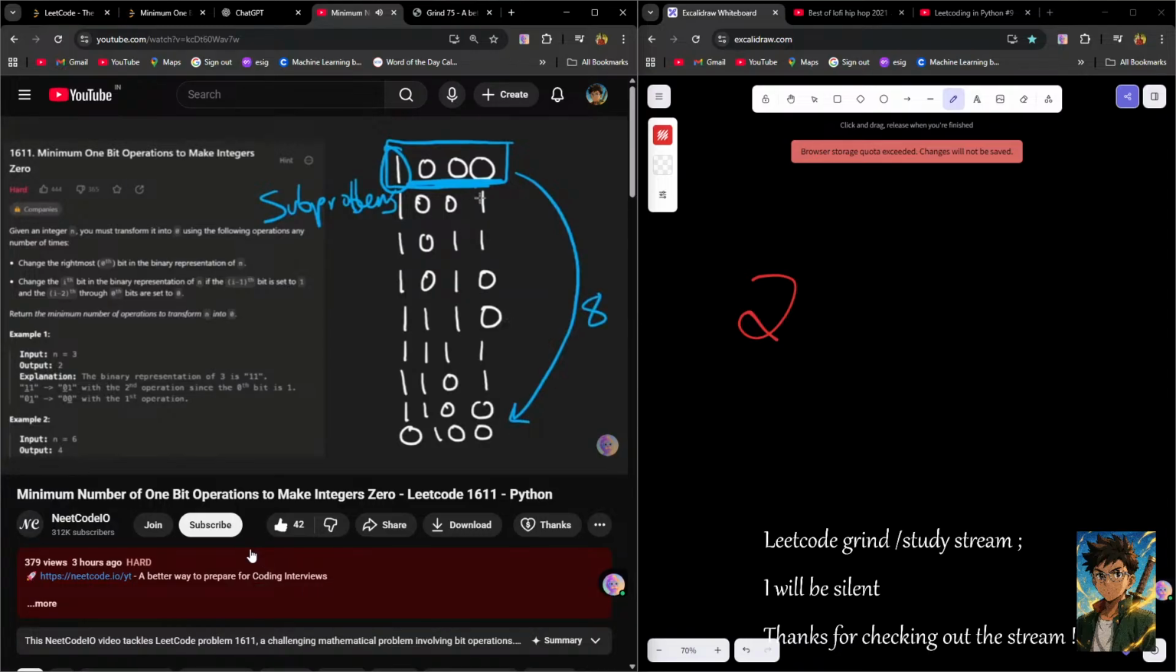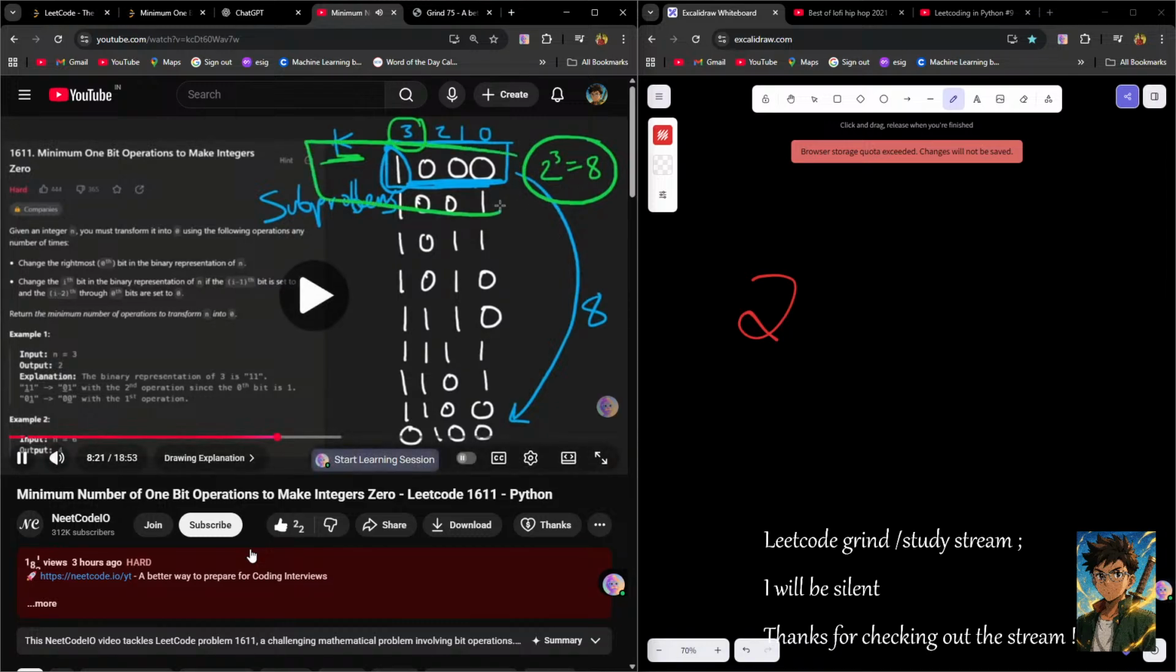So if we say that this is the 0th bit, this is the 1 bit, this is the 2 bit, and this is the 3 bit, let's say K is where the most significant bit is, which is here, position 3 in this case. Then we found that starting with the most significant bit and then all zeros, we take 2 to the power of K, which was 8, at least in this case. Now, is that something we can extrapolate to other examples as well?